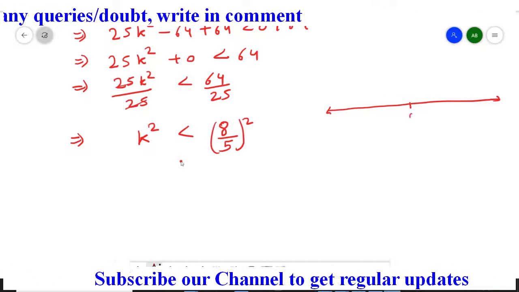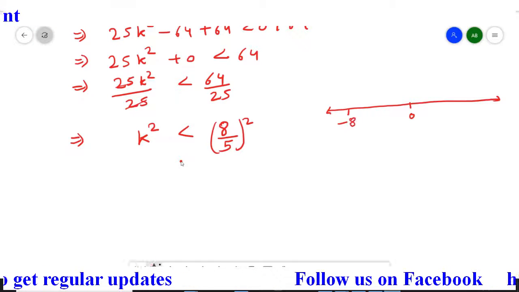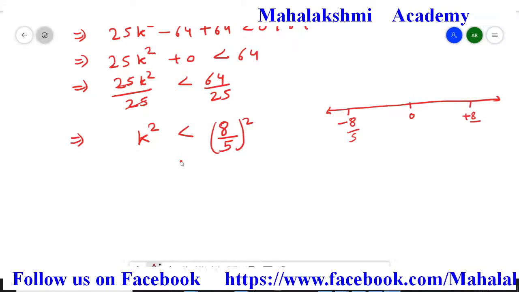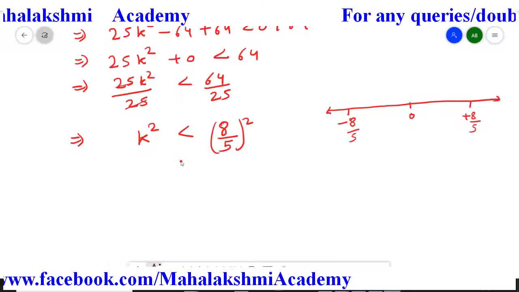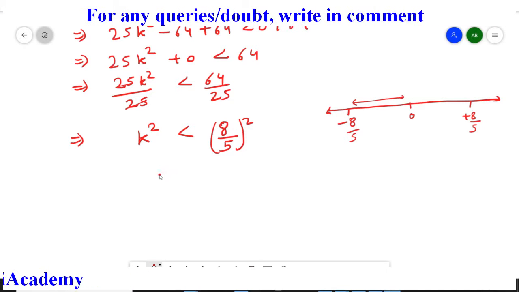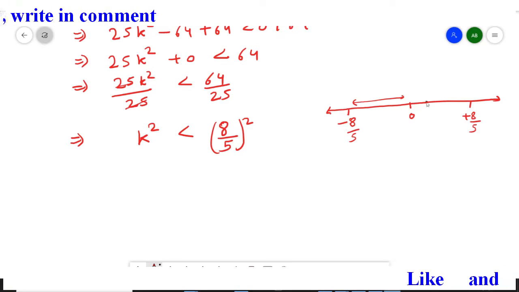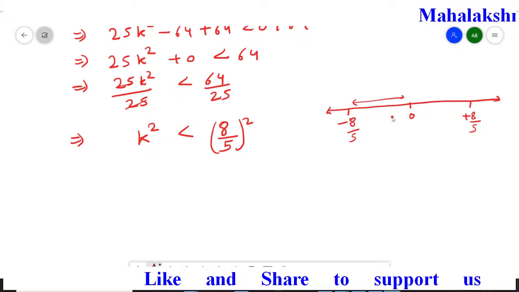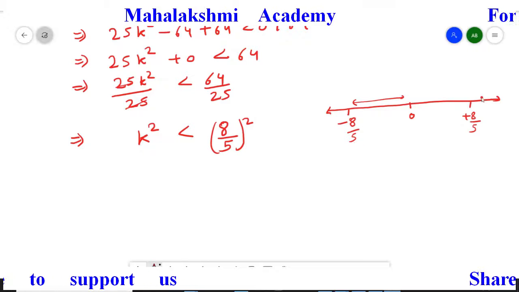So on the number line, suppose 0 is here, then here it's going to be minus 8 upon 5, and here it's going to be plus 8 upon 5. Now students, the numbers which are present between minus 8 upon 5 and 0, you see, here we have 8 upon 5, so apply minus sign and plus sign on the number line, and then all the values which belong between minus 8 upon 5 and 8 upon 5.